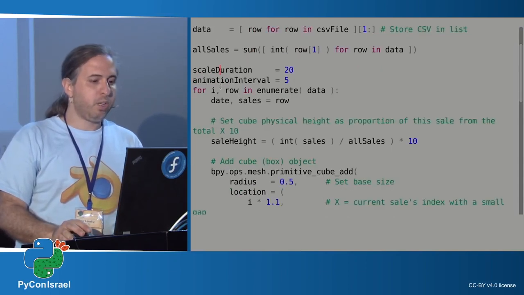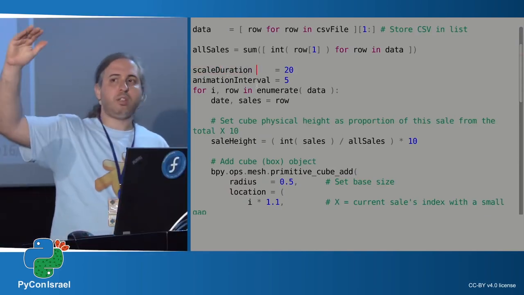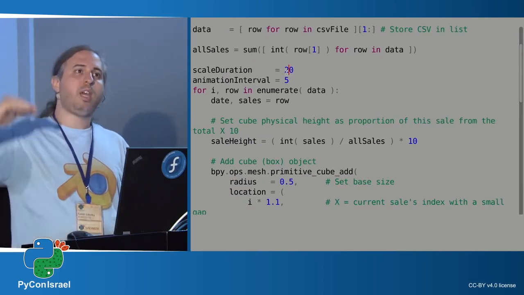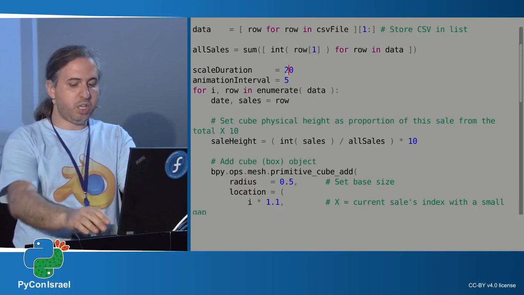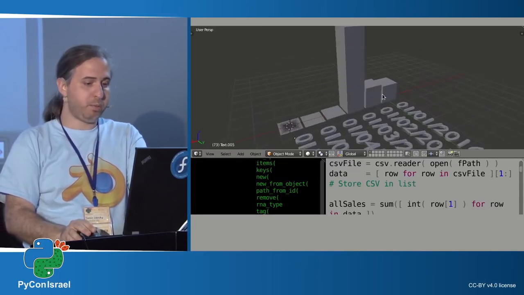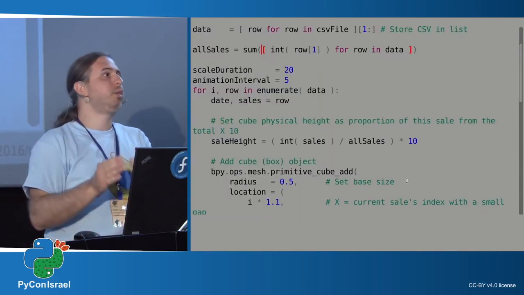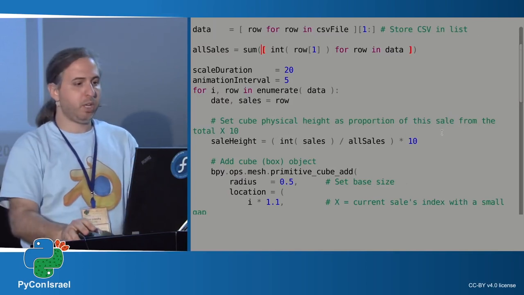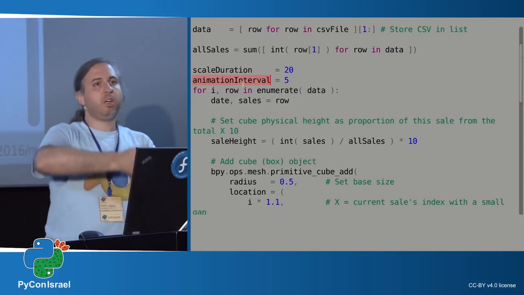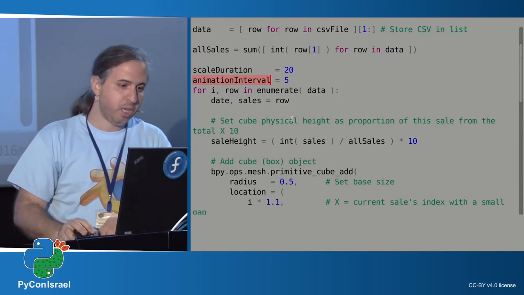Okay, so we have a few little parameters here that control the animation that you just saw. The duration is the number of frames for the scaling operation. Scaling is the change in size that you see here. For each one of the bars, it takes 20 frames. That's just the duration, the interval between the start and the end of the animation. And then the interval between animations, so between one bar and then the next bar animating, is 5 frames.